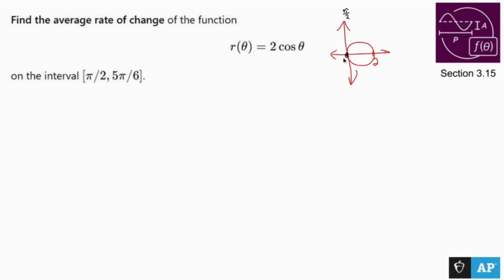I care about the average rate of change from pi over 2, which is going to be here, to 5 pi over 6, which I don't see 5 pi over 6, so it's going to live somewhere like over here. The average rate of change. All right, well, what's that going to look like?